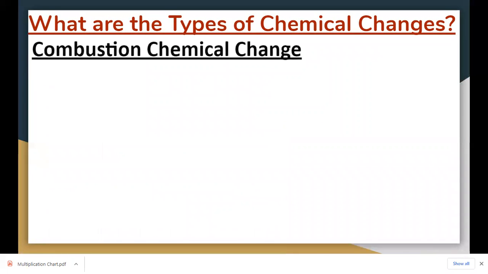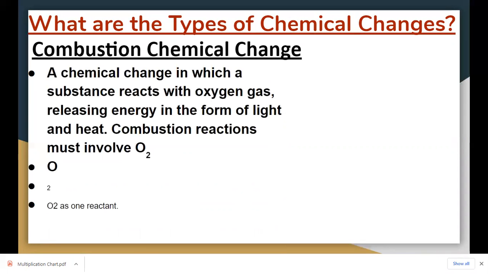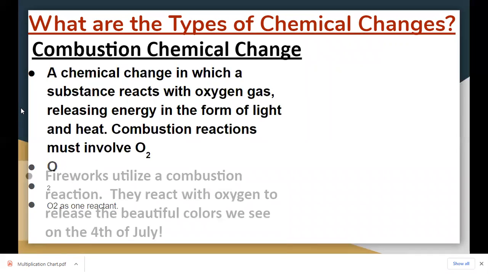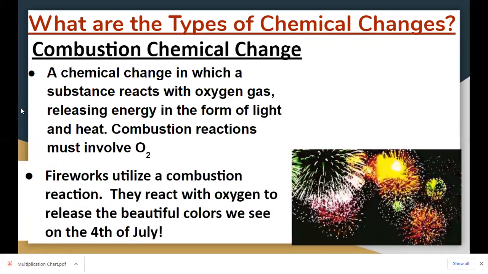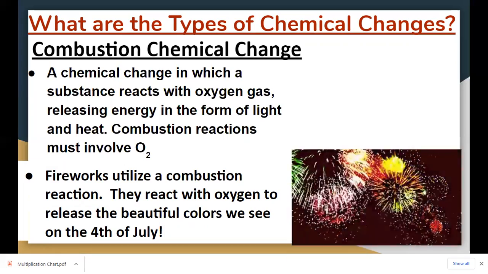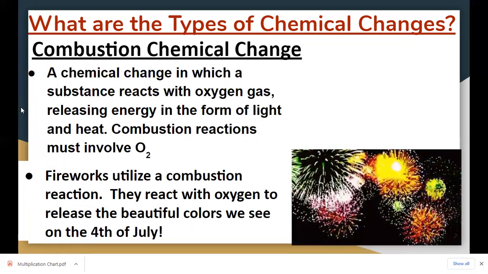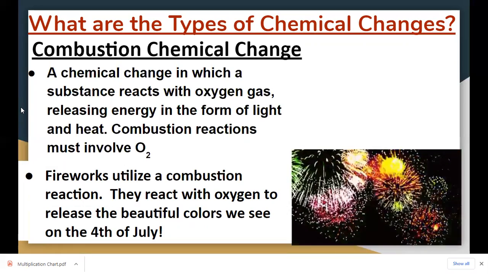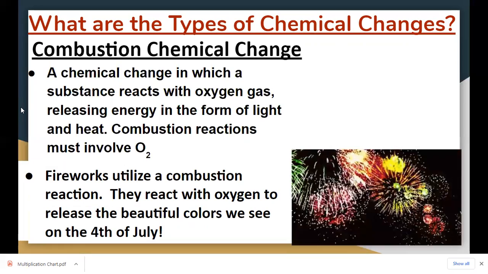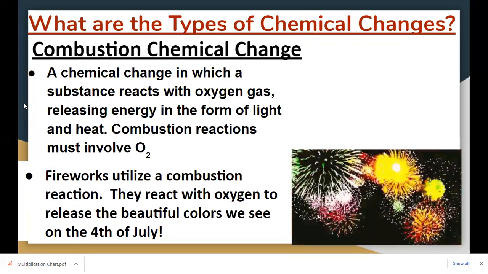Okay, then there's the final one, the combustion chemical change. A chemical change in which a substance reacts with oxygen gas, releasing energy in the form of light and heat. Combustion reactions must involve O2. So fireworks utilize a combustion reaction. They react with oxygen to release the beautiful colors we see on the 4th of July. That is a combustion reaction. It always forms heat and light. That's the key for that one.